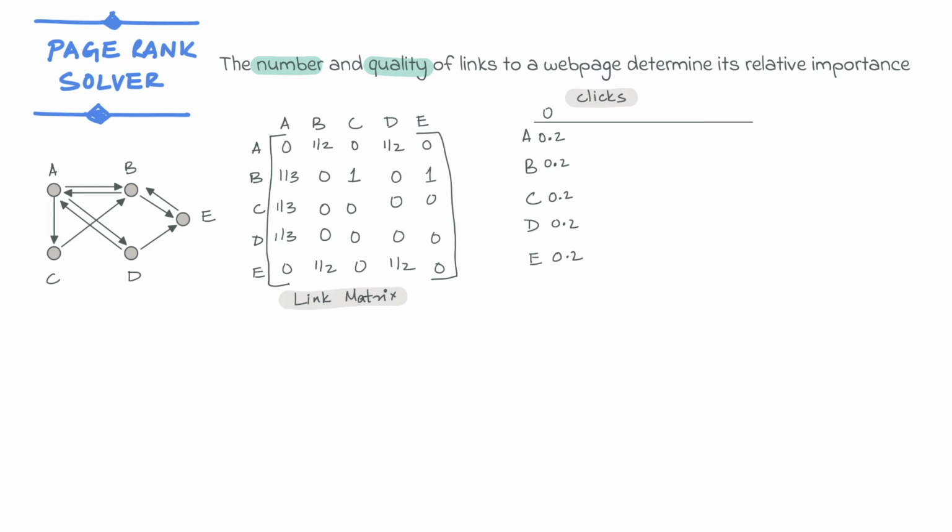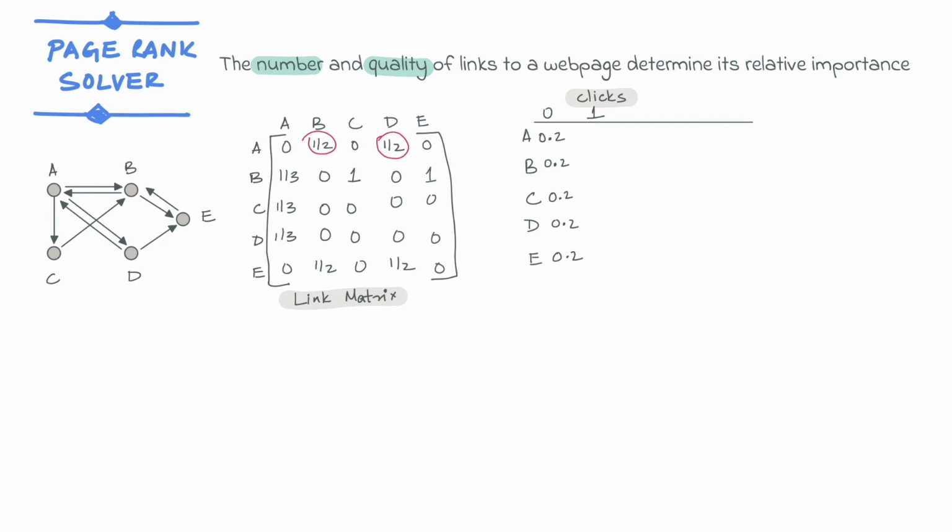Next, let's calculate the probability of being on each of the 5 pages after one click, starting with A. There are a few things that we need to know to establish the probability of getting to A. First, we need to know the pages from which we can get to A. These are B and D. Next, we need to know the probability of getting to A from these pages. We can get these from the link matrix.